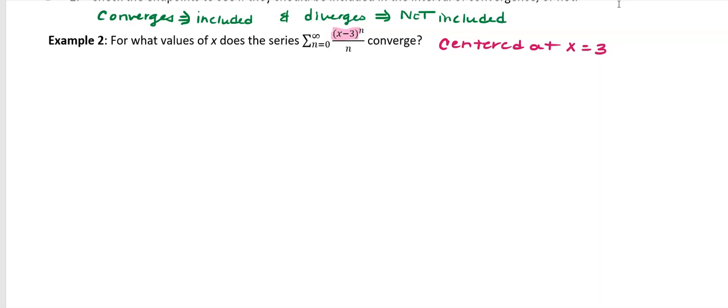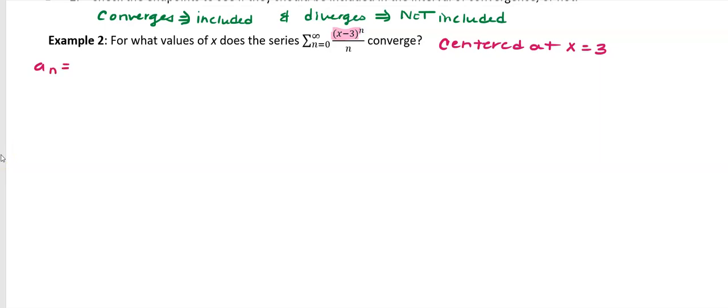So in this case, x minus 3 is telling us that we are centered at the x value 3. Because if I were to take the expression x minus 3 and set it equal to 0, x would equal 3. So x is equal to 3, so we are centered at 3. So the next thing we need to do is determine what our a sub n and a sub n plus 1 little expressions are going to be.